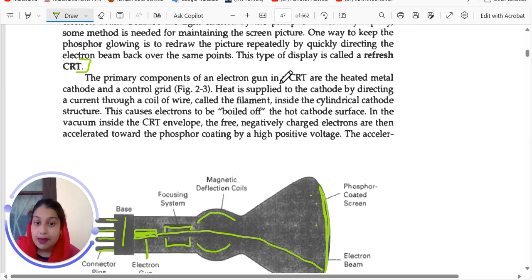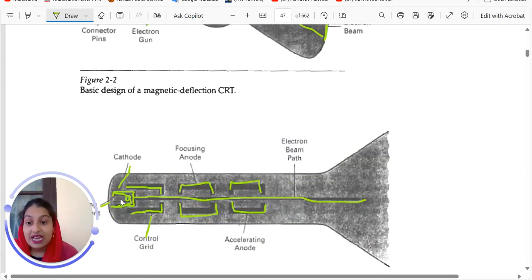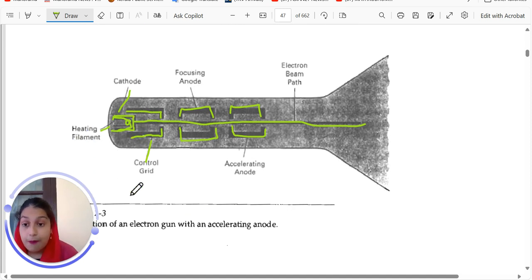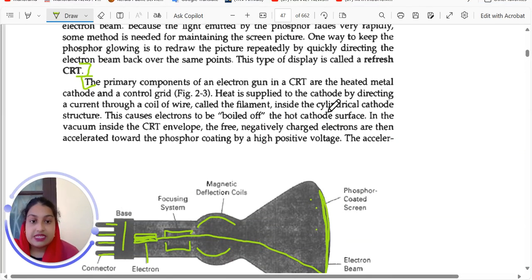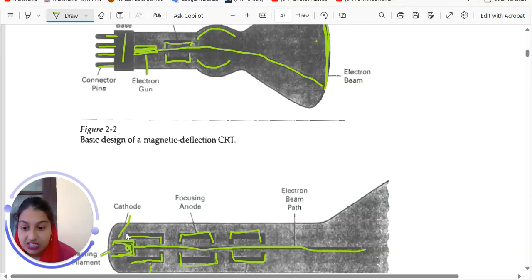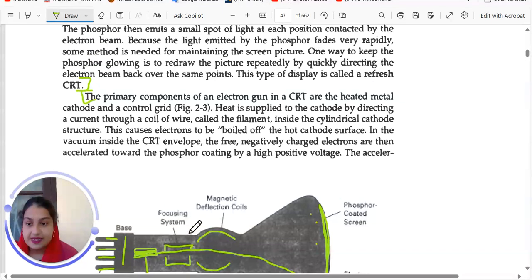Okay. Now, heat is supplied to the cathode by directing a current through a coil of wire called the filament. Now, we have to apply heat to the cathode. So, how is heat applied to the cathode? From the heating filament, which is a coil. Current is applied to this coil, making the cathode heated. Inside the cylindrical cathode structure is where the heating filament is present.